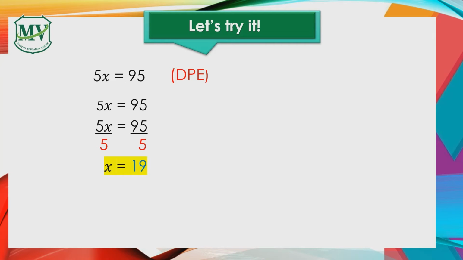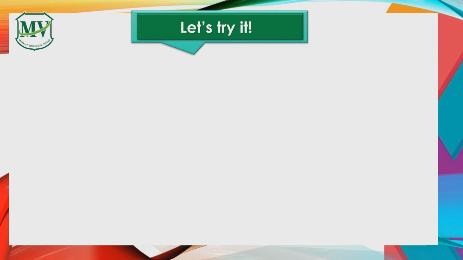To check this one, we are going to substitute the value of x from the original equation. So 5 times 19 is equal to 95. Both sides of the equation are equal, so our answer is correct. Let's try to solve another equation using the properties of equality.